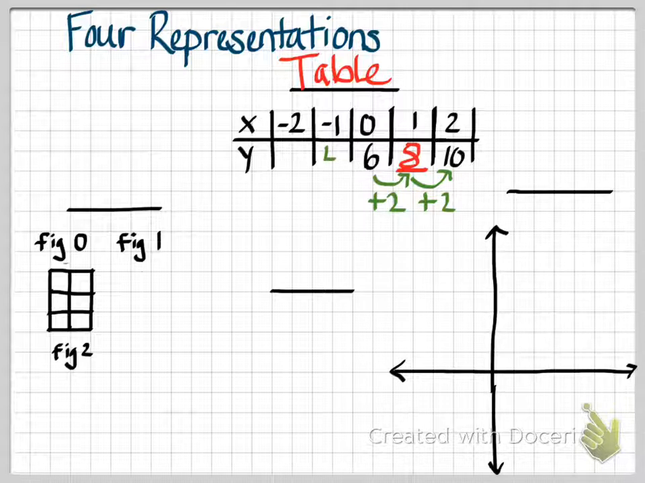Now to go backwards in the table, of course we would go backwards with our rule and we go back 2. So we go down to 4 and then of course down to 2. That's how we would build a table for a linear situation.